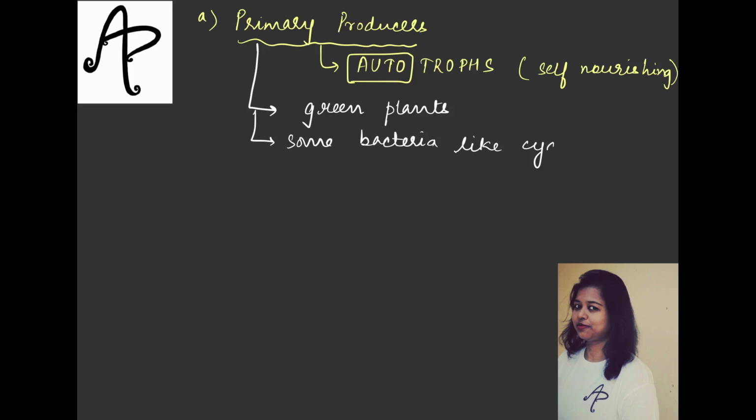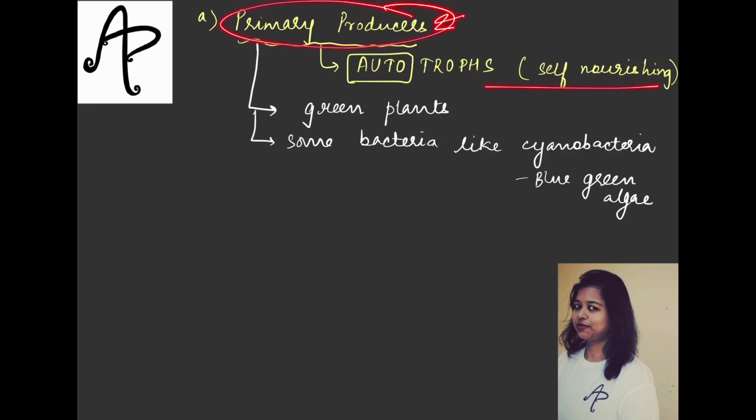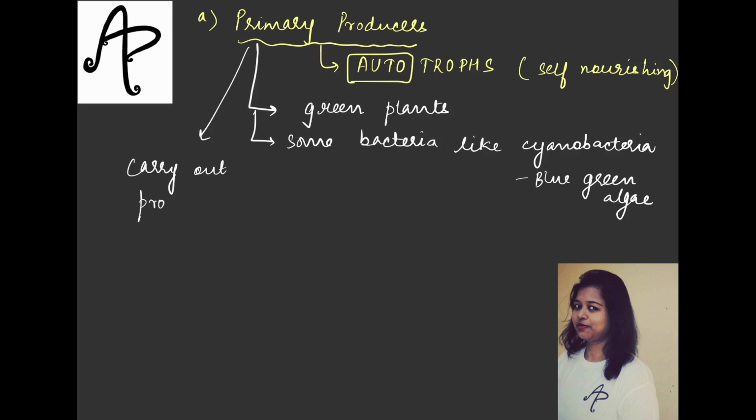So some bacteria like cyanobacteria, जिसको हम blue green algae भी बोलते हैं. So if they ask you that, you know, bacteria or algae, some of them can be considered as the primary producer. So they are the producers, primary producer, because they produce their own food. So how do they do this? They do this by carrying out the process of photosynthesis.